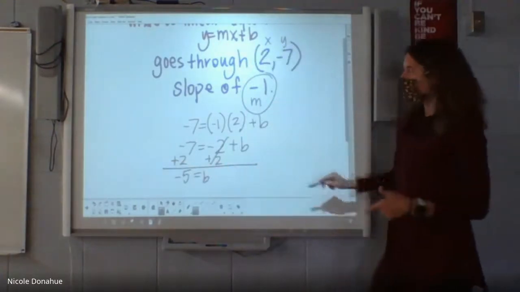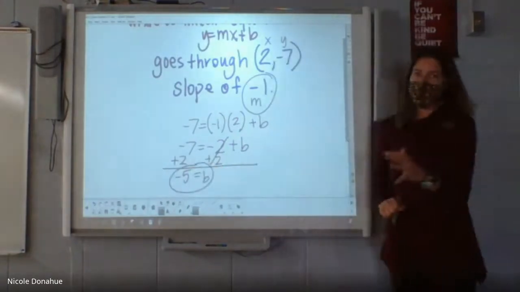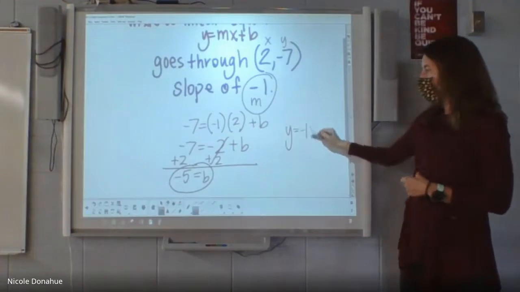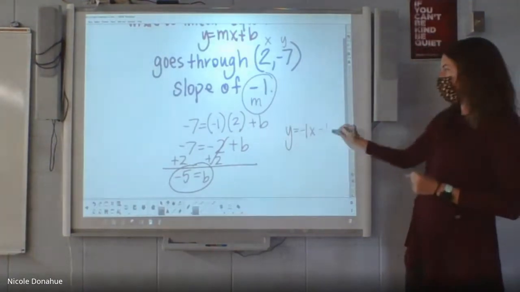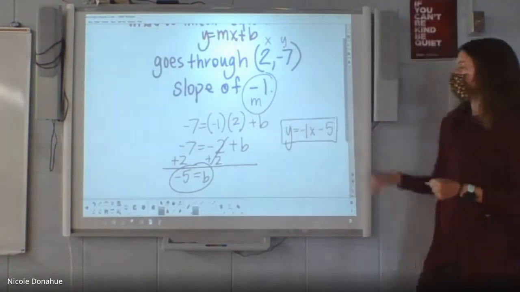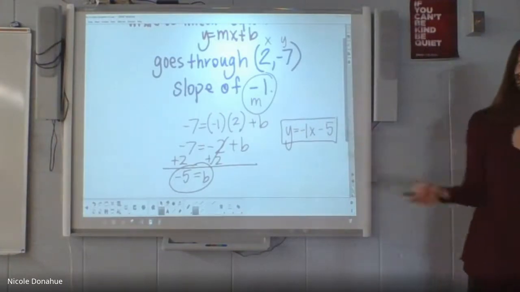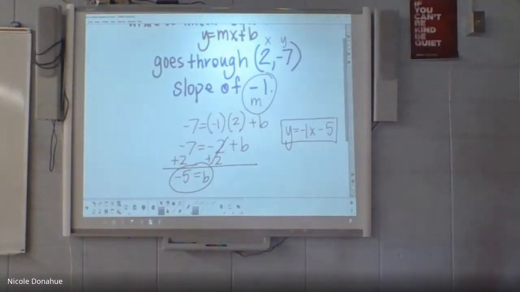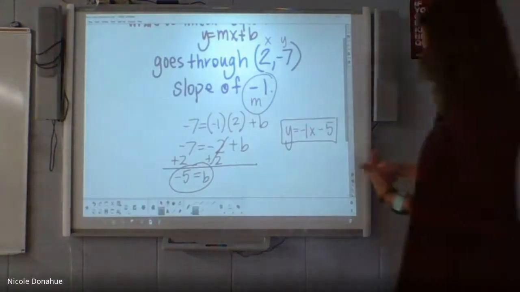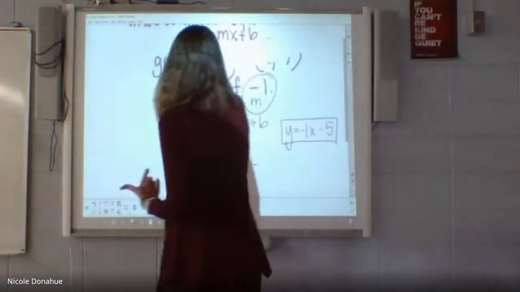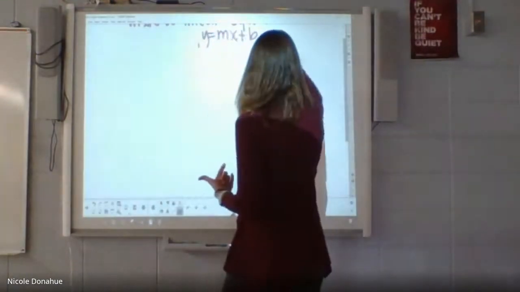Now I know m and I know b, but I'm not done yet. I have to write the equation. So y equals -1x, and then plus a -5 or just -5. You could have just made that -x as well. There are lots of different ways to write it, but we have to make sure we rewrite it all the way through. Okay? Let's do another one like that to hopefully get your confidence up a little bit here.